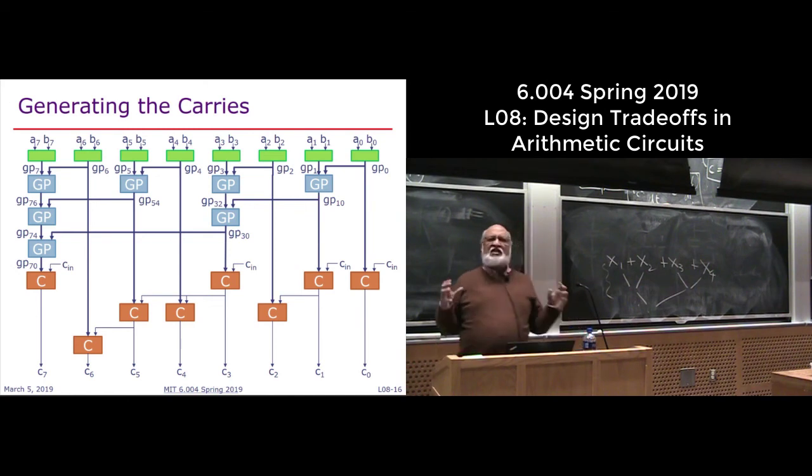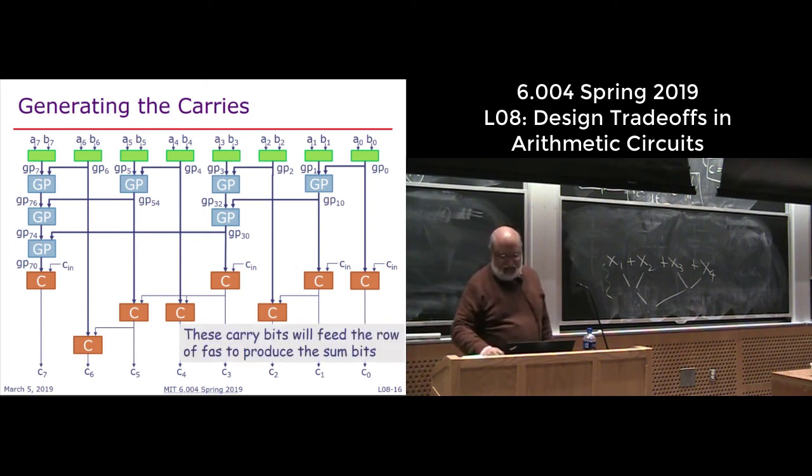Does everybody remember what was the goal? We could do the additions all in parallel, but we could not generate the carries. So now I've given you this whole complex circuit on top, which can generate all the carries in log n time. All I have to do is connect them together, right? So these carry bits will feed the row of full adders to produce the sum bits.